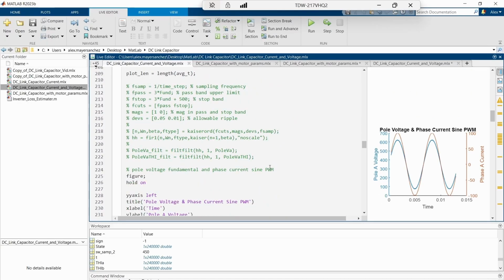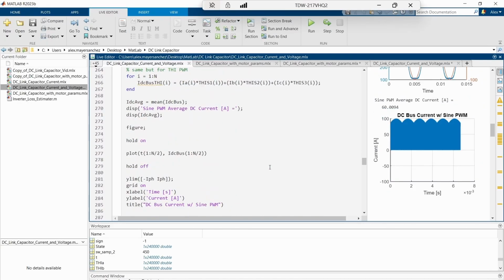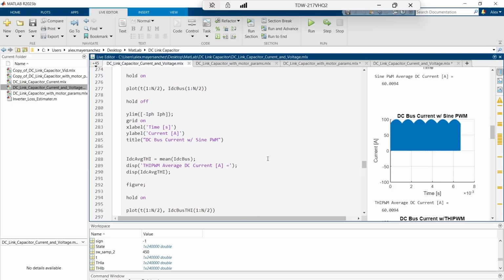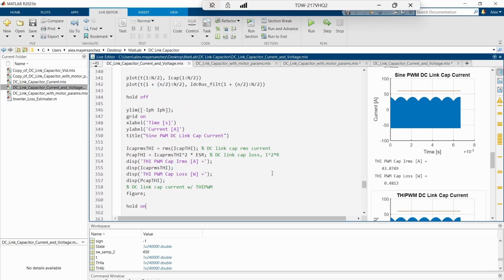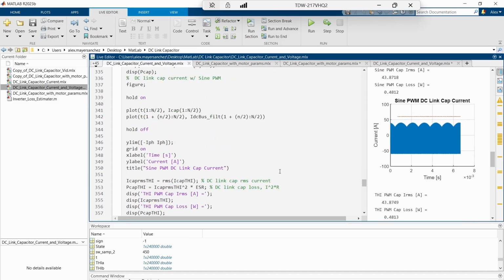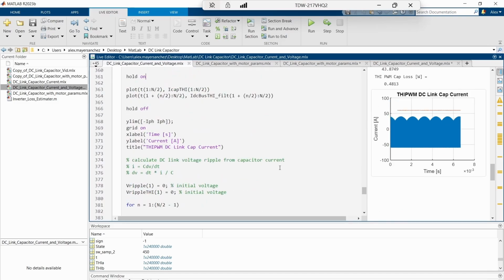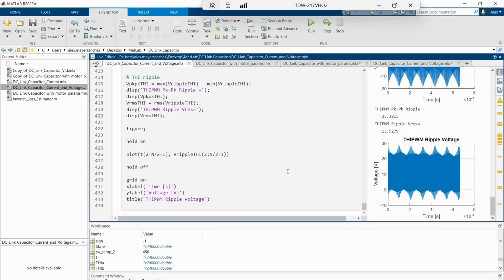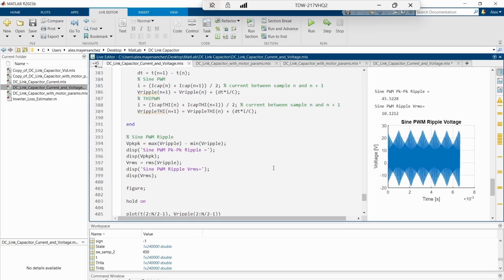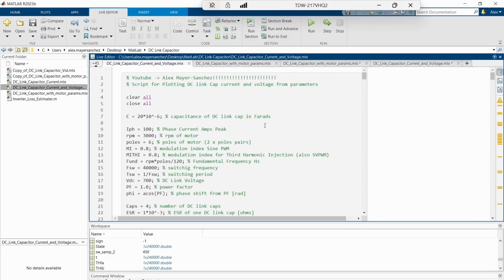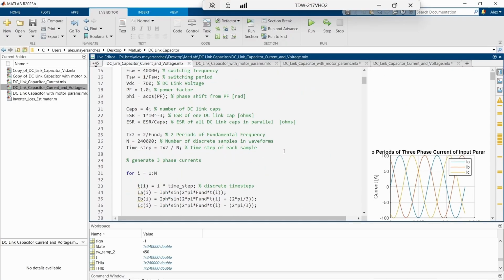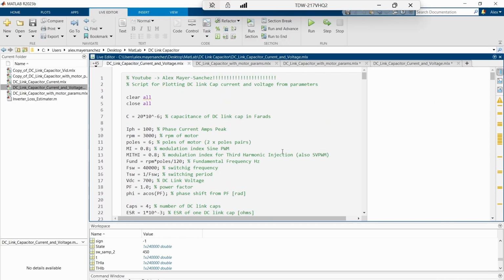And then from the DC link current, we can say that the AC component of the DC link current is the current through the DC link capacitor, and then we can determine the DC link voltage ripple based on I = C dV/dt. So that's basically what the last two parts covered, and scrolling through this long script that calculates all of these discrete waveforms.